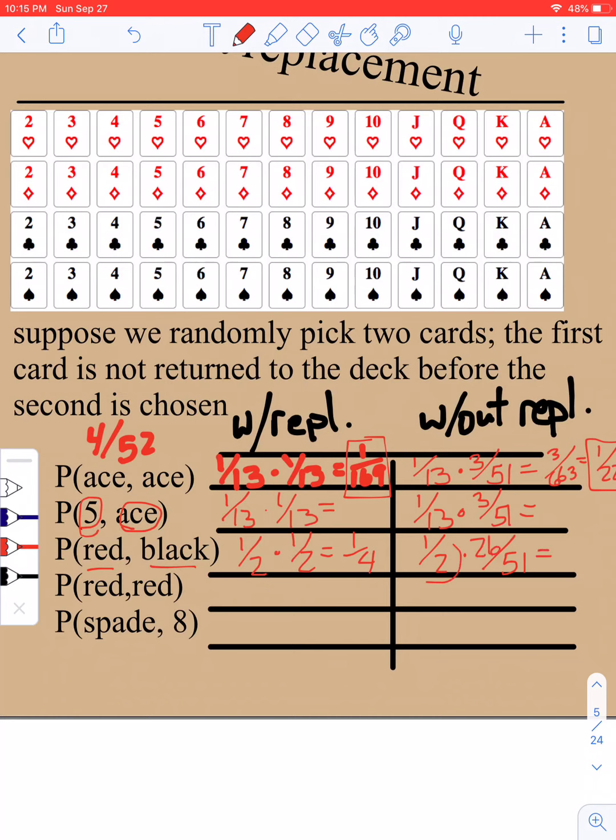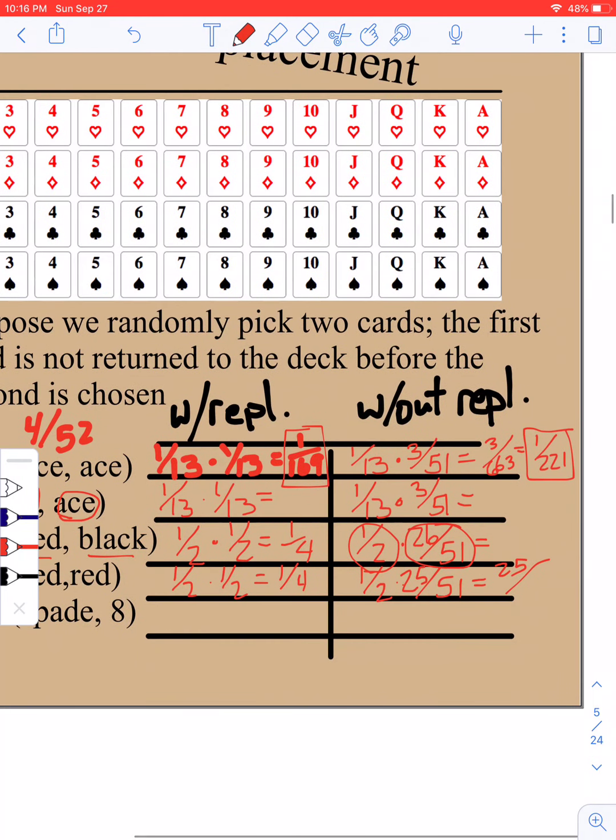Okay, again, we choose a red, then we choose a black. Red, red. Well, now again, with replacement, because we throw them both back, it's the same, 1 out of 4. 1 out of 2 for the red, but now for the second red, because we've taken 1 out already, that means it's no longer 26, but it's now 25. So this would be 25 over 2 times 51, which I think is 102. So there's my probability.